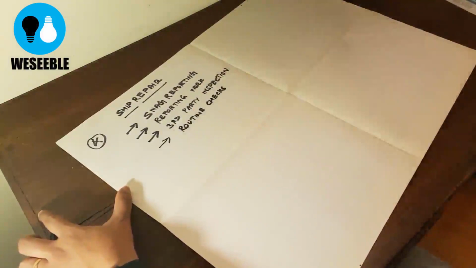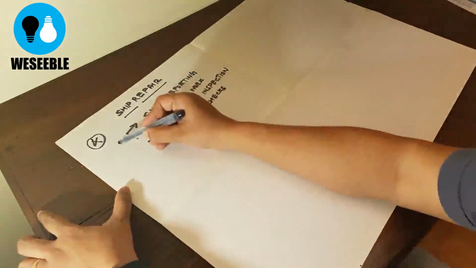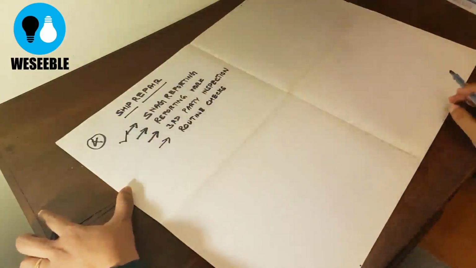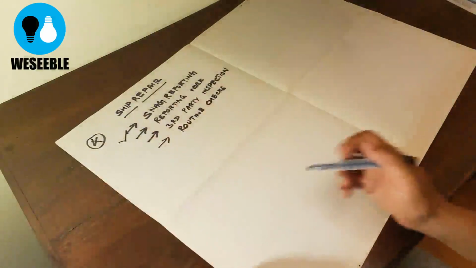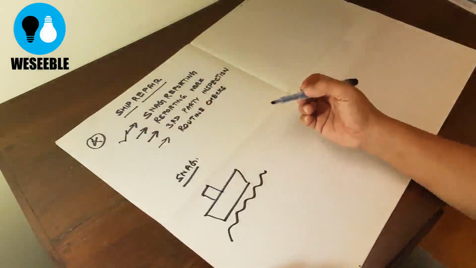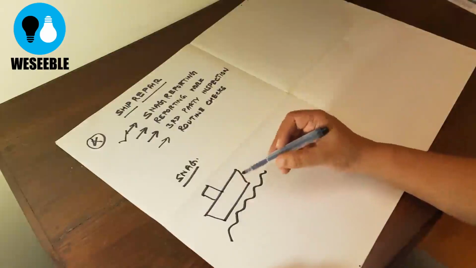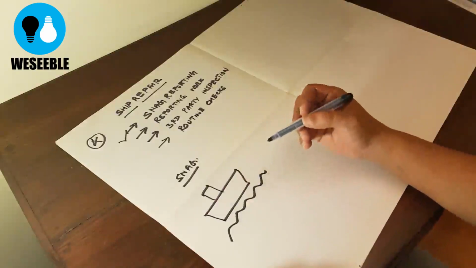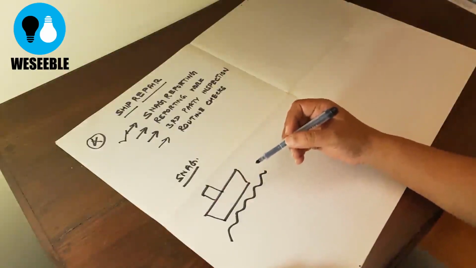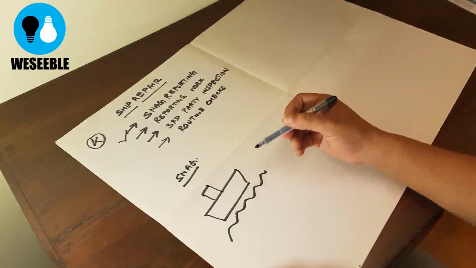Let's see one by one how each of these scenarios puts the Weseeble application to use. The first one being snag reporting. In a snag reporting situation, let's assume that the ship or the vessel is in the high seas and there's a snag which gets developed.